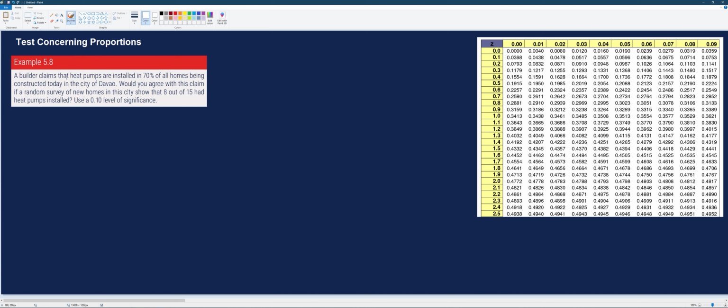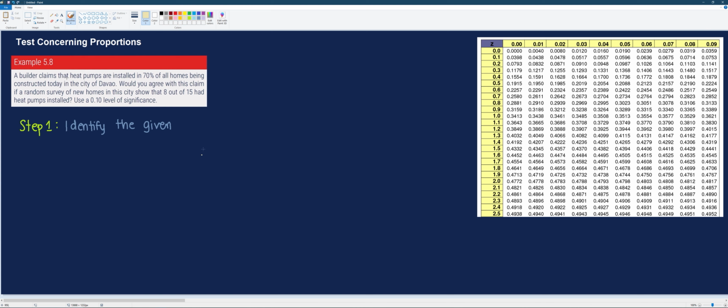For instance, let's consider this example. A builder claims that heat pumps are installed in 70% of all homes being constructed today in the city of Davao. Would you agree with this claim if a random survey of new homes in this city shows that 8 out of 15 had heat pumps installed? Use a 0.10 level of significance.